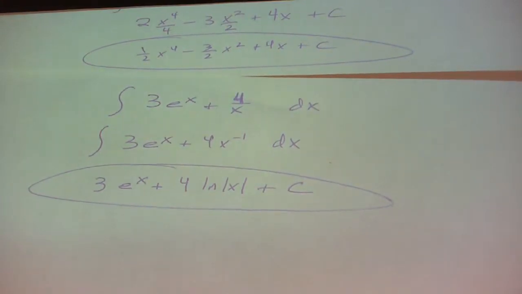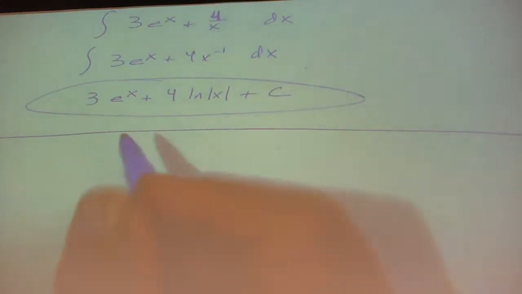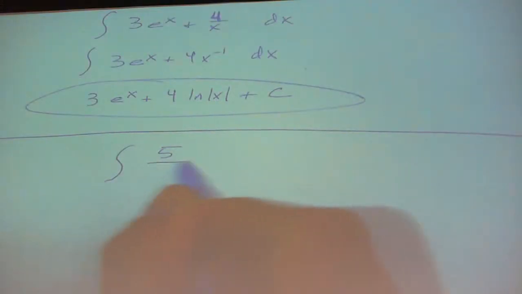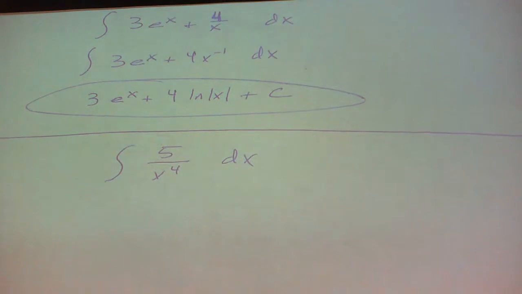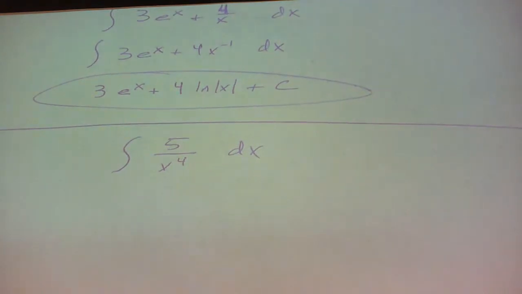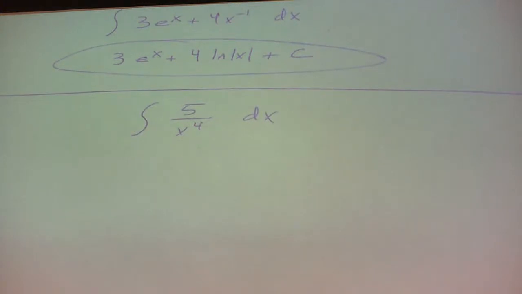Any questions so far? Okay? We're just going to keep practicing. And remember, every single one you can check by taking the derivative. So let's do the integral of 5 over x to the 4 dx. This is not a special case. This is a regular one. What should you do first? Rewrite it. But there's nothing special about this. Don't make it harder than it is.